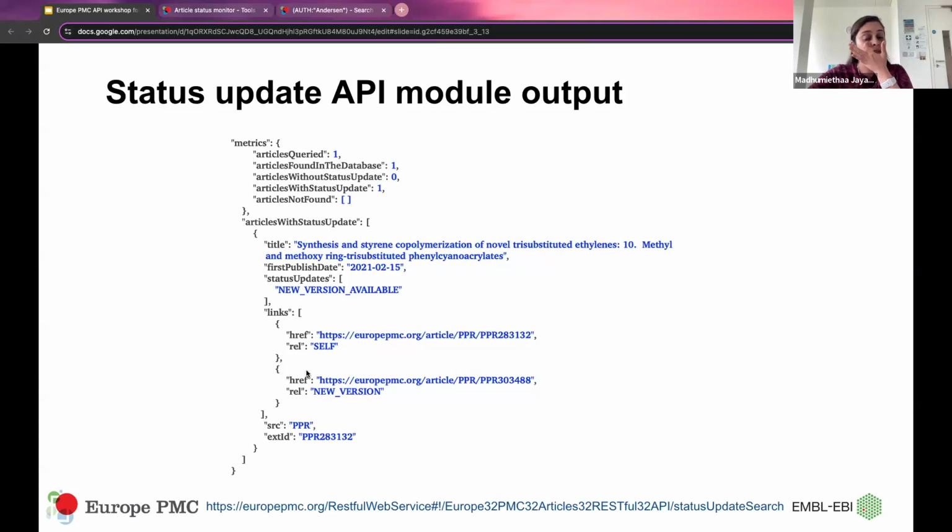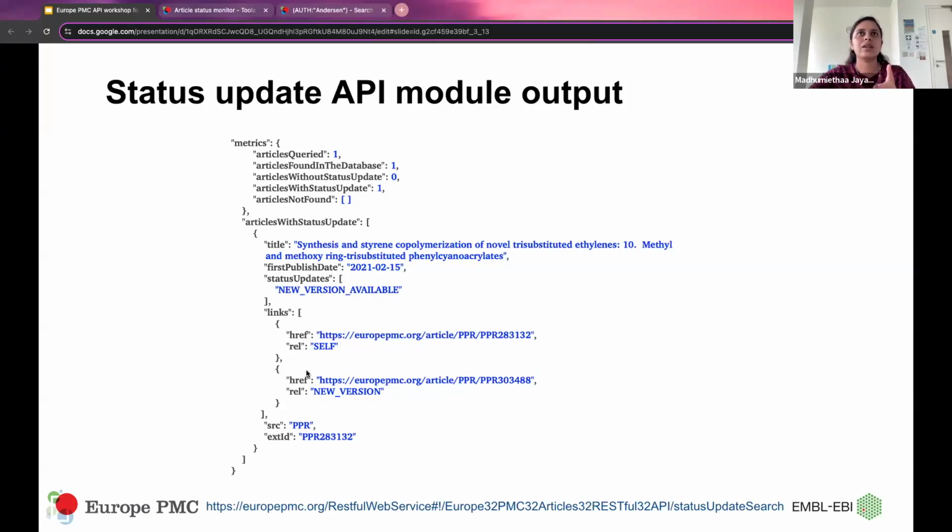And if there are any articles which are not found, then the main array. And then there is this main array detailing the information of the status updates. So first you have the title of the article and its published date, and then the status update, whether it's a new version or retracted. And we also have links to the article associated with the status.